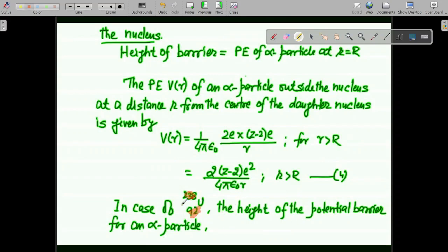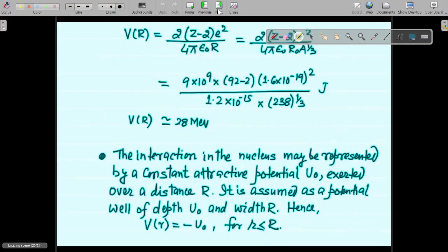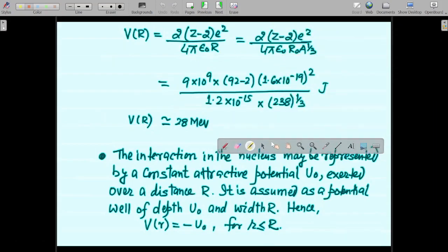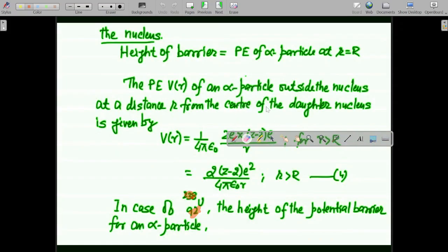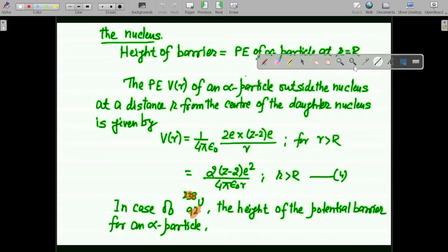The height of the potential barrier of an alpha particle in the case of uranium 238: at the surface of the nucleus, what will be the potential? That's what we are calculating. At the surface of the daughter nucleus, what will be the potential? For uranium 238, which is undergoing alpha decay, you will put capital R over here in order to find the potential at the surface of the daughter nucleus emerging from the nuclear decay of uranium 238.